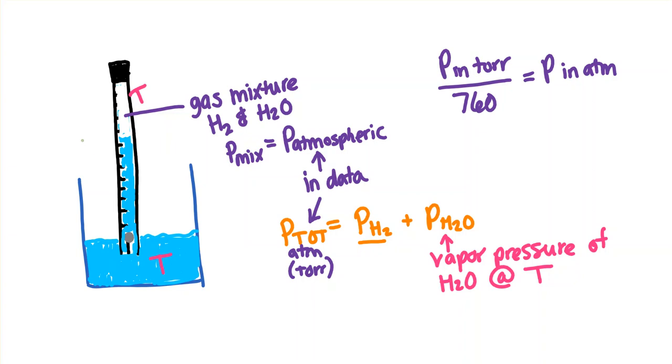Also in your data from this tube, you will get the volume of gas. And remember, the volume for the mixture is the same for either gas, so there's nothing to do with that. The volume and the temperature of the mixture versus the hydrogen you're interested in, those are the same. It's only the pressure that's different for the two.